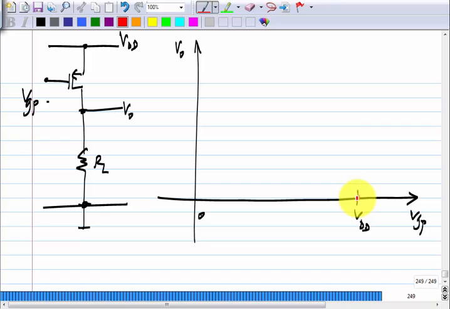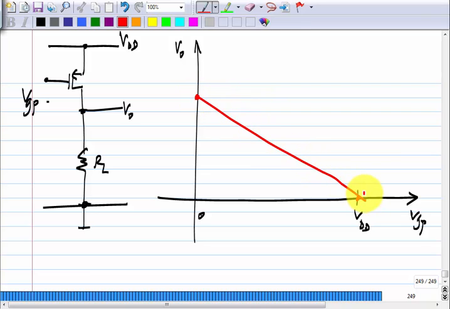What is the output for VGP equals zero? What is it? So you know that, right? So I have these two values. Then what do I do? I have the extreme values. I don't know what VO is. I just marked some point. What should I do?